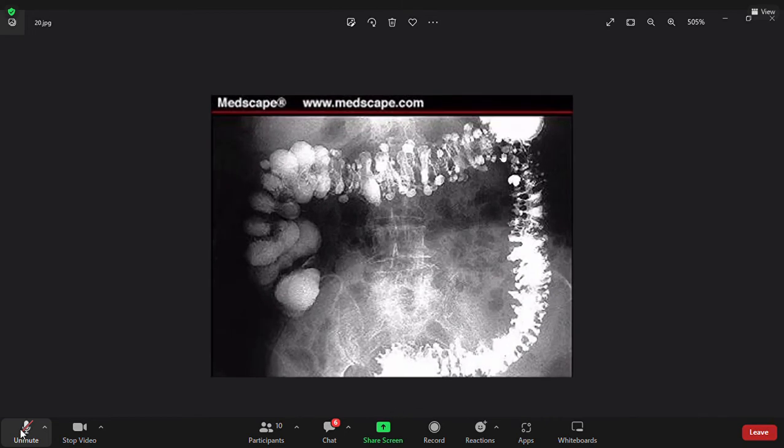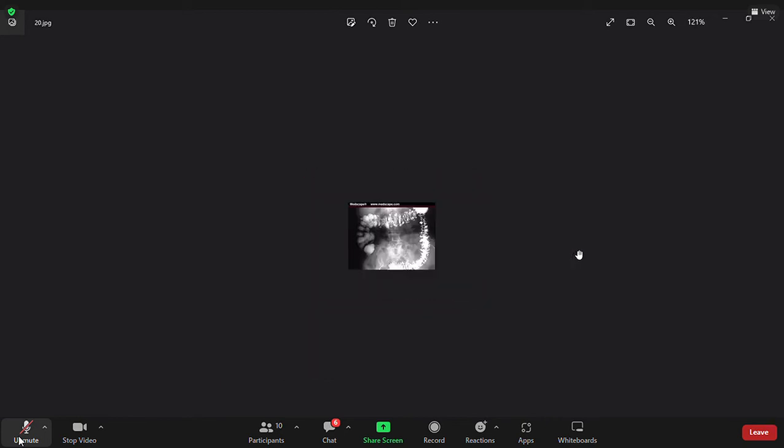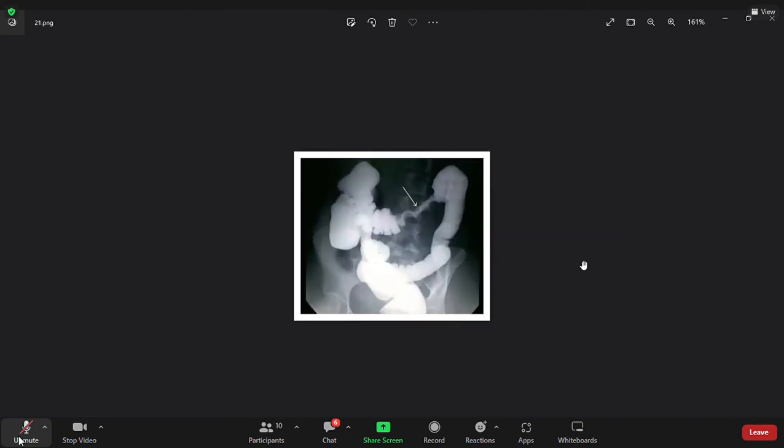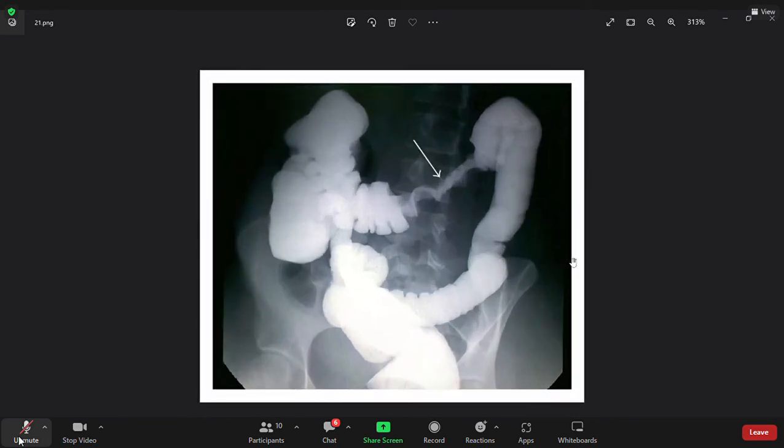So what's this study? It's a contrast study of the large intestine, starting from below. So what would this patient have had done? What study is this? Yeah, it's a barium enema. Okay. So we're looking at another barium enema here. What does this barium enema show?